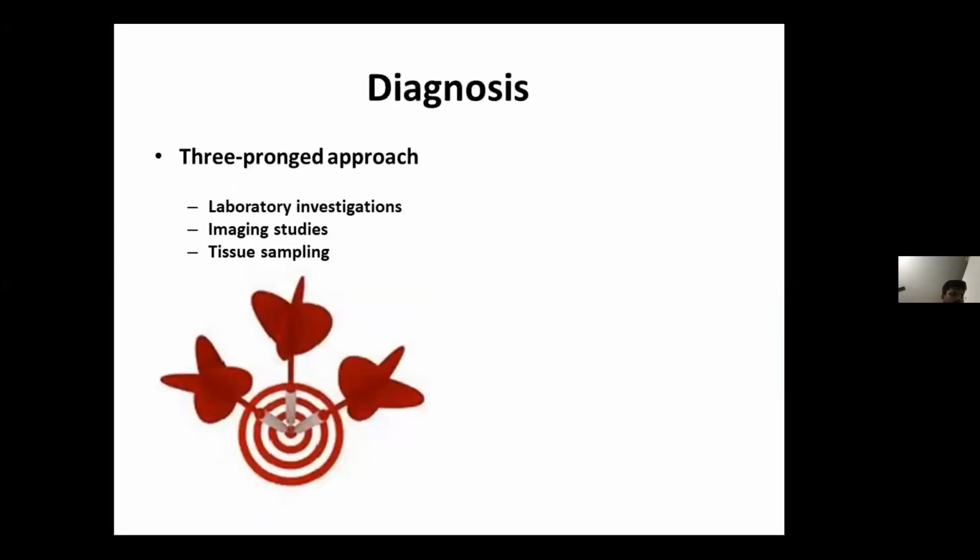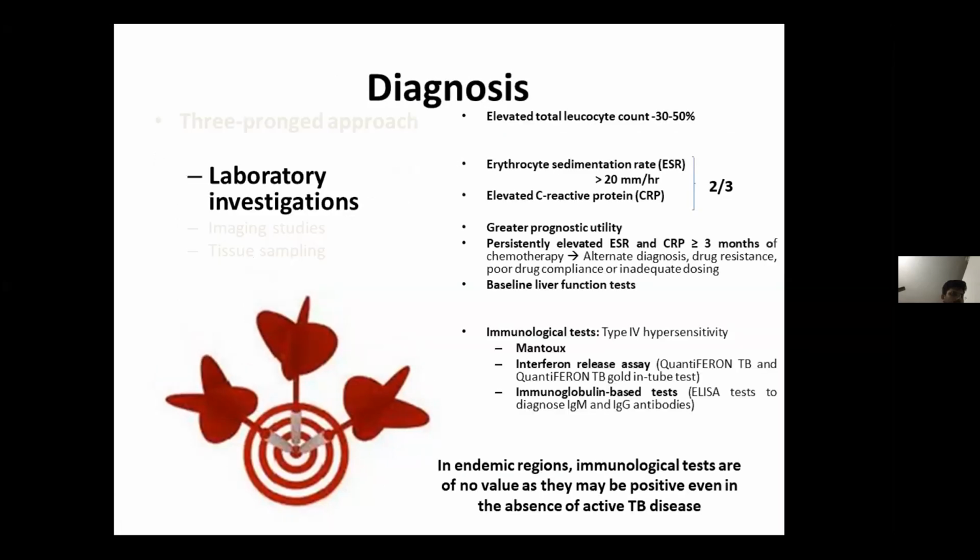The diagnosis, the investigations, we call it the three-pronged approach: laboratory investigations, the imaging studies, and tissue sampling. All three are important in their own place. With regard to the laboratory investigations, broadly, the blood investigations, this is almost obtained by all of us. Of these, the most important, there is an elevated total leukocyte count, which is seen in up to 50% of these patients.